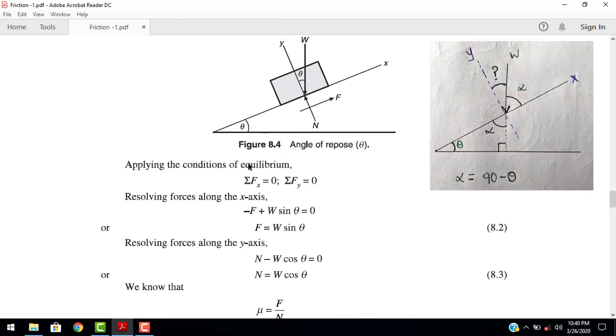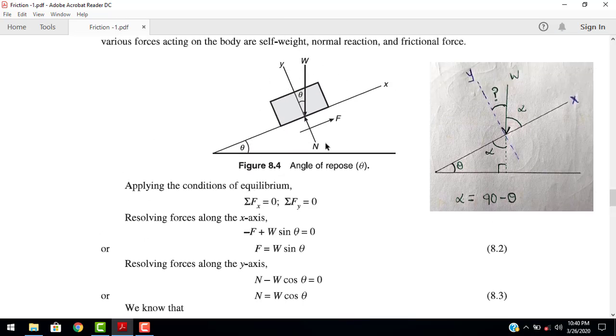Now coming back to this figure. How to find out the relationship between the angle of friction and angle of repose? For this figure, we will be applying the condition of equilibrium along the horizontal plane, that is x-axis, and the vertical plane, y-axis. Now you must be very careful here. When I consider this x-axis or y-axis, it is the x and y-axis with respect to this particular block only. So along x-axis, that is sigma Fx is equal to 0.